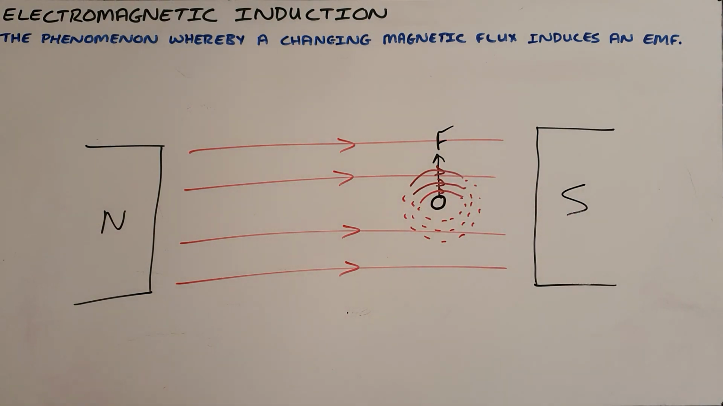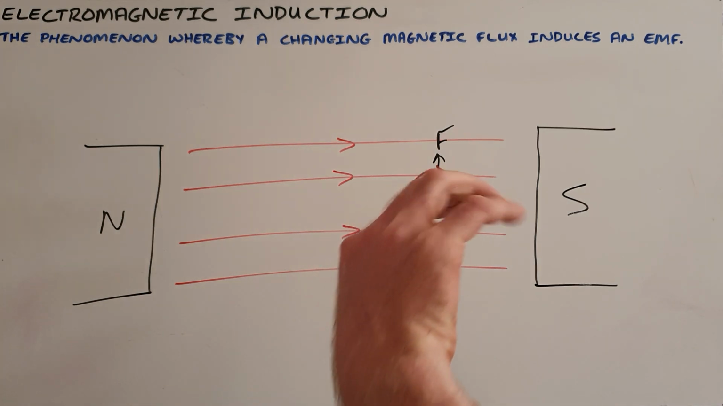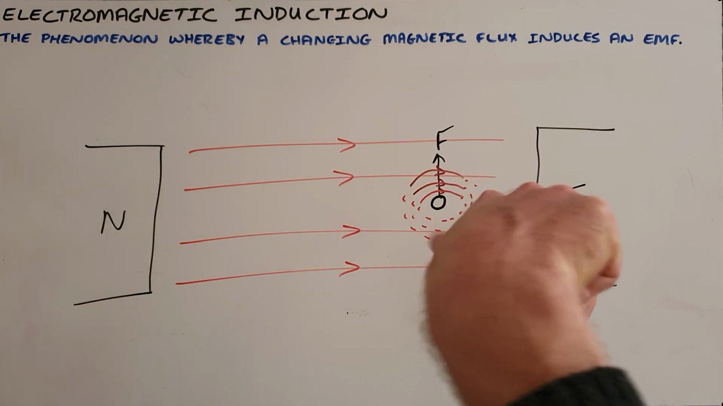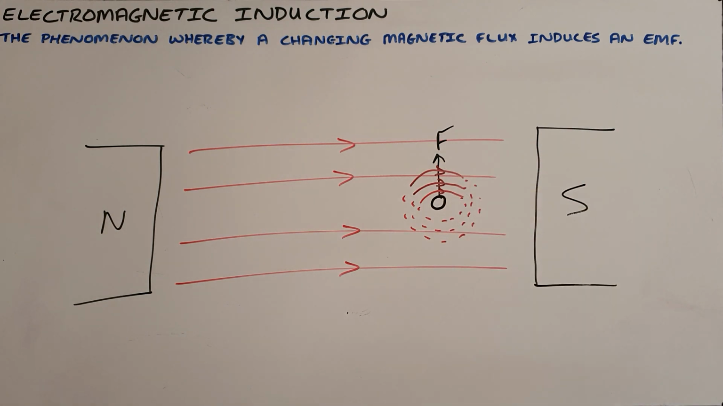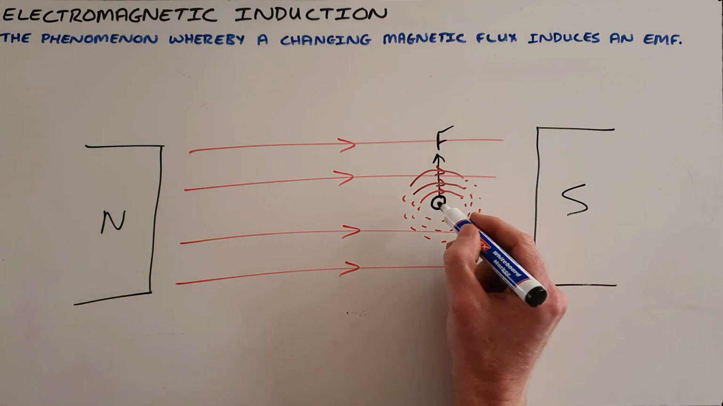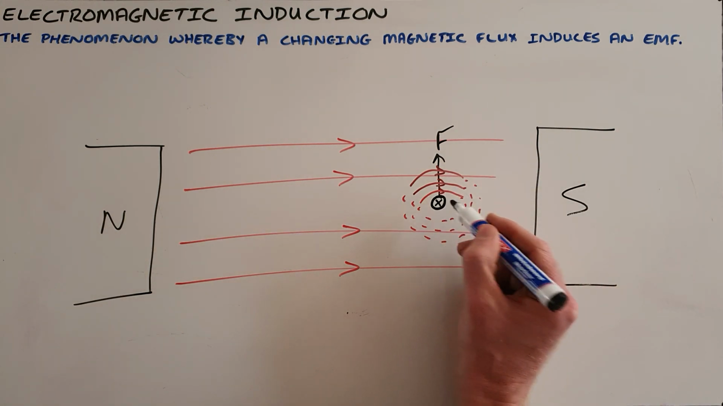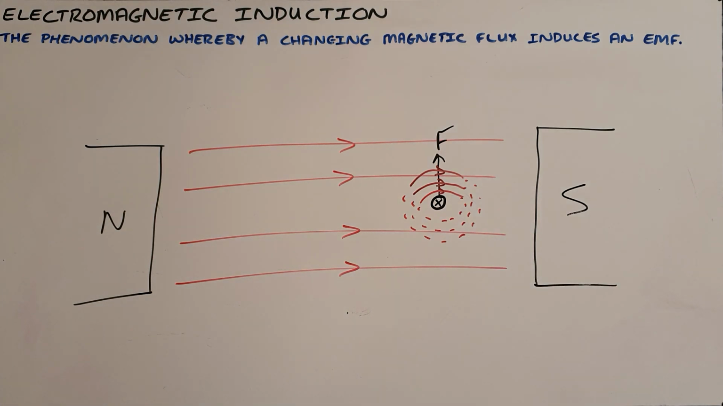Now we can use the right-hand wire rule, which says that if we curl our fingers in the direction of the magnetic field, our thumb will point in the direction of the current. And what this then tells us is that by moving this wire upward in this external magnetic field, we are inducing a current that runs into the board in this conductor.